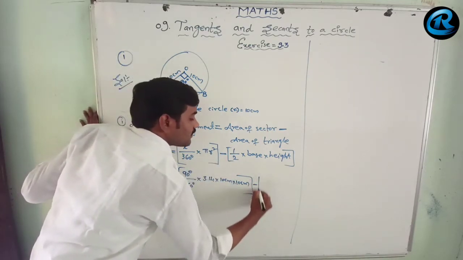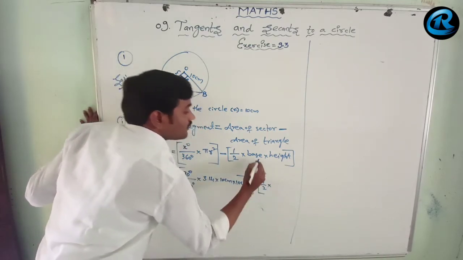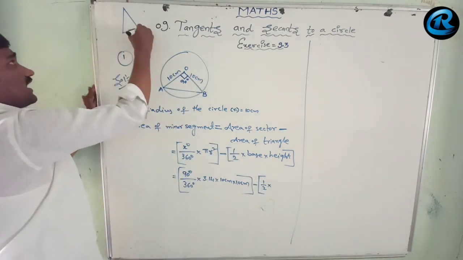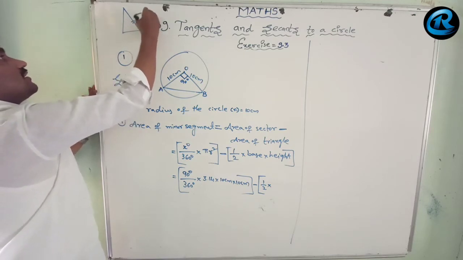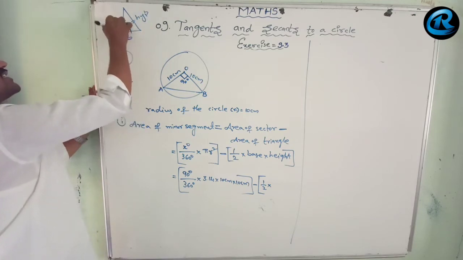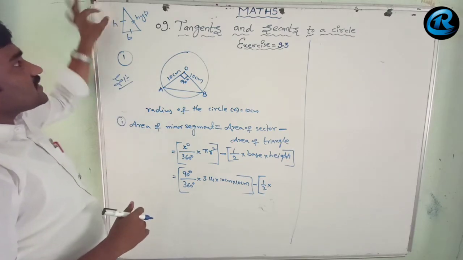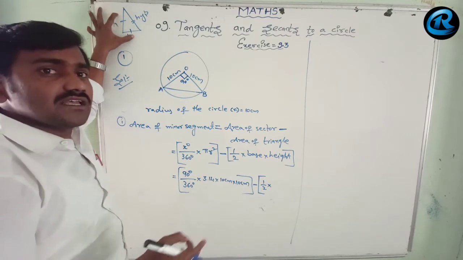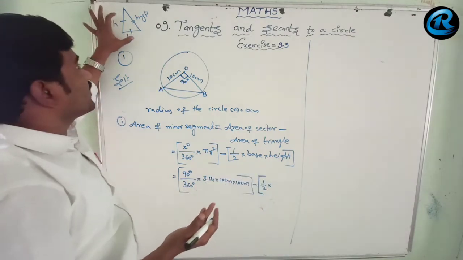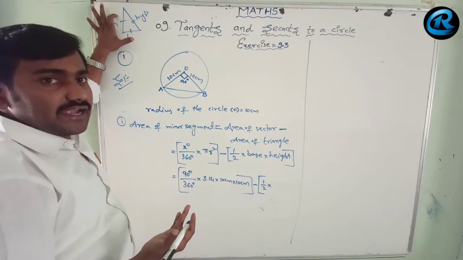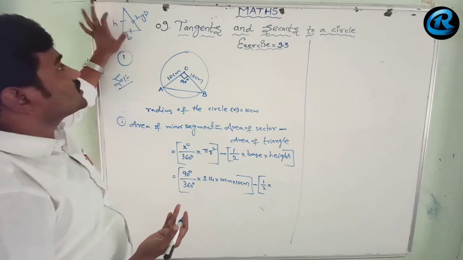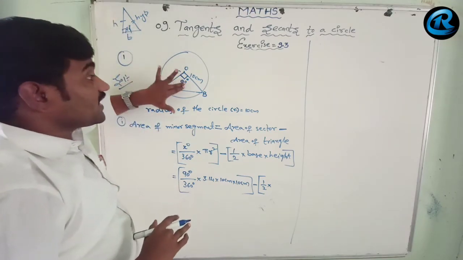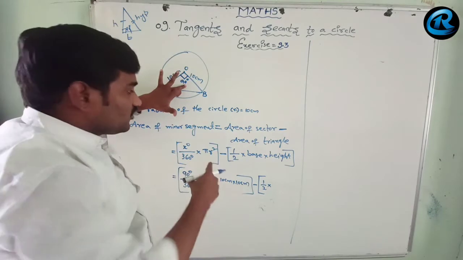Then minus, here 1 by 2 into the base and height. It is a right angle triangle. In the right angle triangle, this is the hypotenuse, and this is the base and this is the height. Or you can take this as the base and this as the height. Only in the right angle triangle, two of its sides are known as base and height. Any one you can take as a base, the other one as a height, because both are altitudes in the right angle triangle. Only one triangle. If it is not 90 degrees, the process will be different to find out the area of the minor segment.